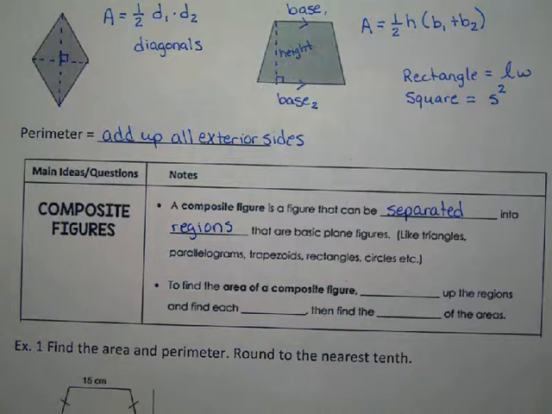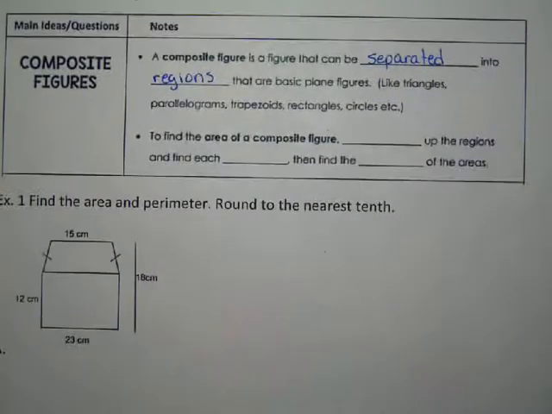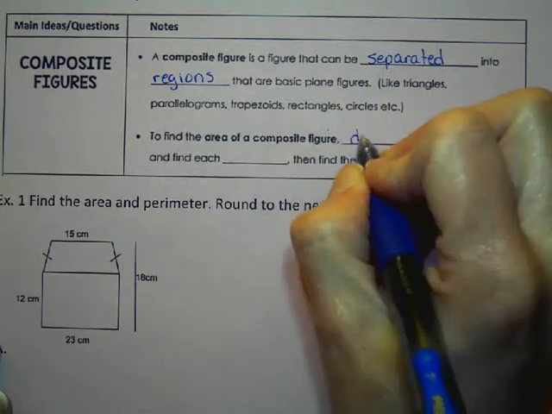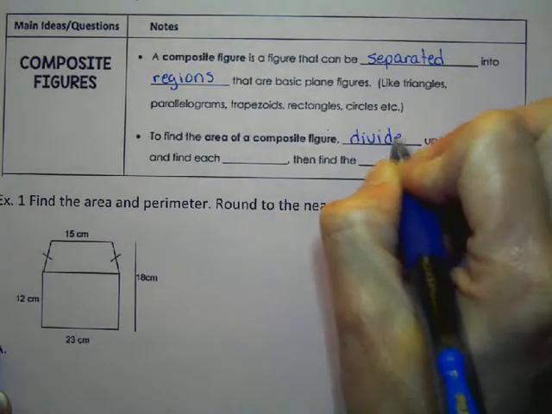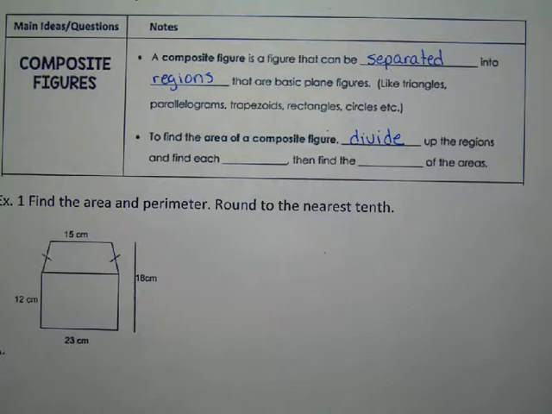So we can take an object and break it up into these different shapes, which is why we have all those different formulas. To find the area of a composite figure, you divide up the regions. So you're going to draw some extra lines in your picture to divide up the regions and find each area.